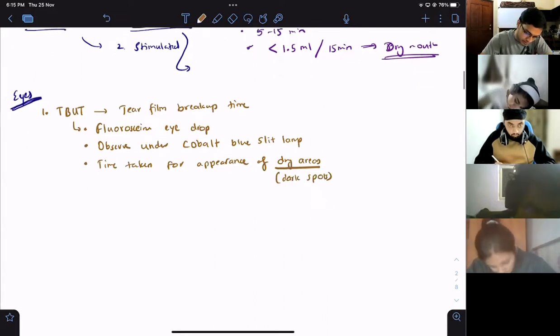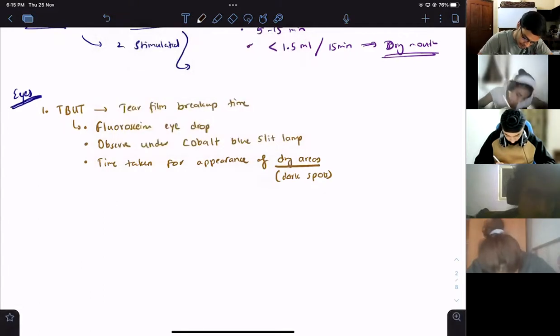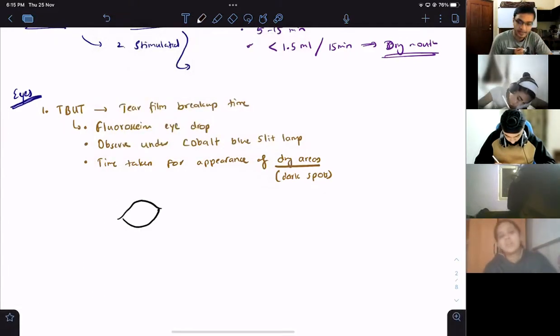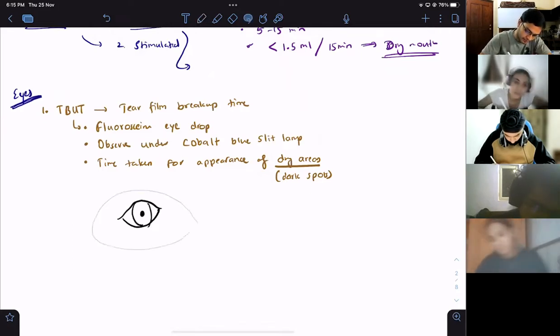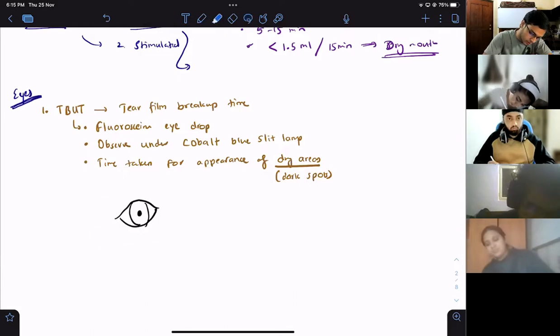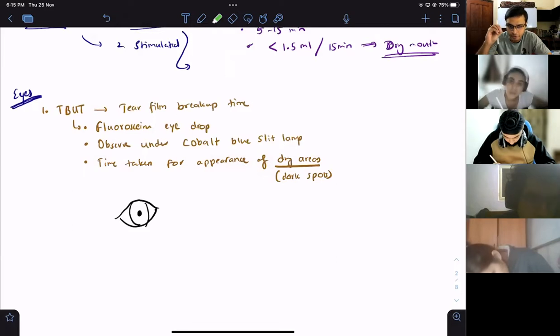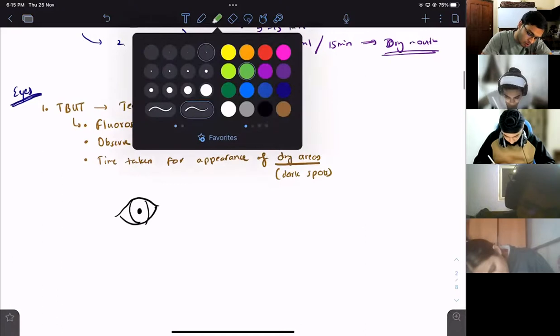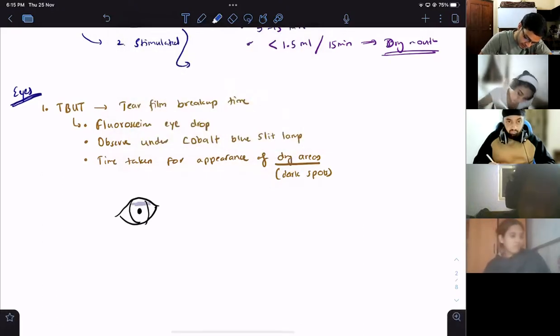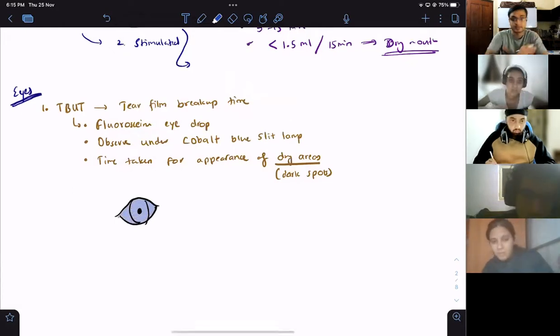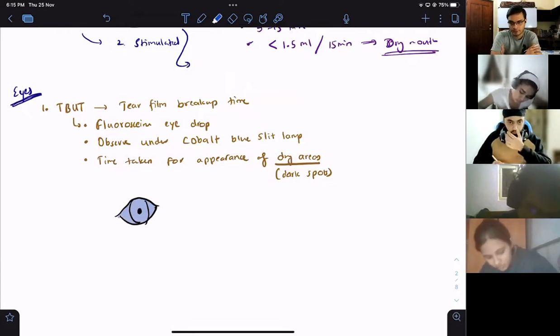Look at this, guys. Let me schematically show you what is happening. If we take an eye, this is an eye. We are going to add this fluorescein eye drop and look at it under the cobalt blue light. You will see something like this: it appears in a bluish green color. I will just color it blue. The entire eye looks like this.